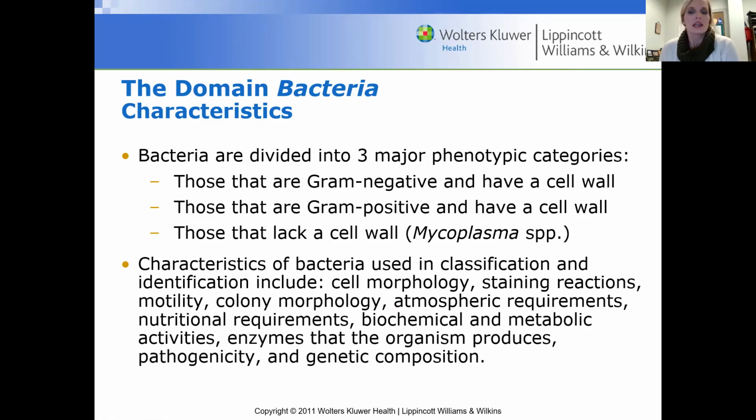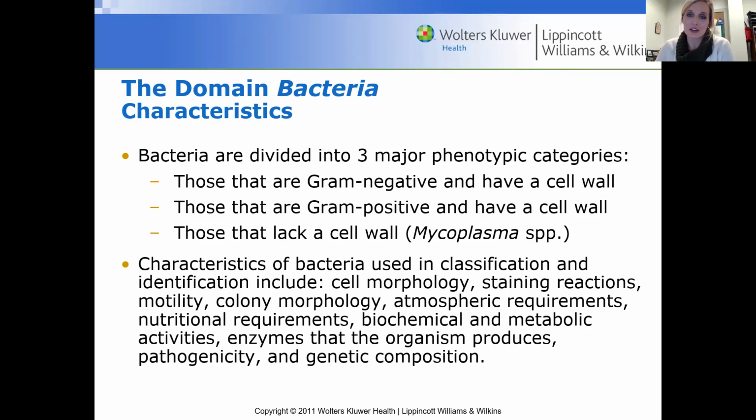Characteristics of bacteria used in classifying them, which we're going to see as we go through our PowerPoint today, include cell morphology, so their shape; their staining reactions, which we just mentioned, gram-negative versus gram-positive; and motility, meaning their ability to move, which can happen in a wide variety of ways. Also colony morphology; atmospheric requirements, meaning whether it thrives in an oxygen environment versus a non-oxygen environment; nutritional requirements; biochemical and metabolic activities; enzymes that the organism itself produces; its pathogenicity; and its genetic composition.